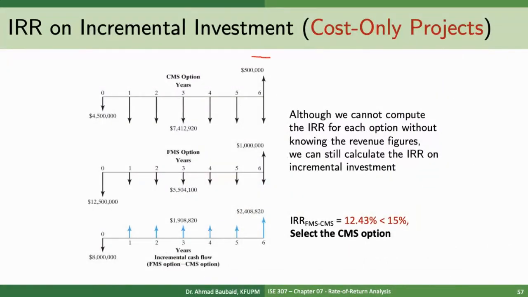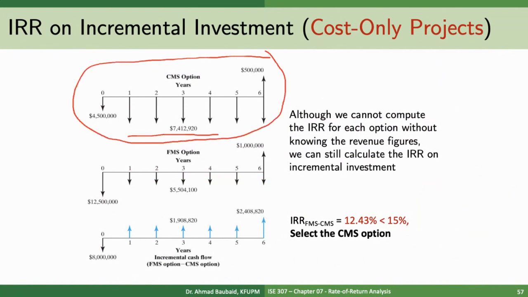So here's the cash flow for the first option. There's an investment cost, there are annual operating costs at the bottom, and then there's the salvage value. Here's the cash flow for the second one, very similar but with different values. And so notice here it says, although we cannot compute the IRR for each option individually because we don't have any revenues, I mean, we do have one here, but generally speaking this is really a cost-only type thing, we can still compute it on the incremental investment.